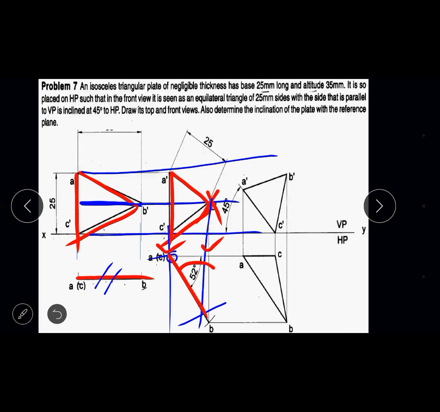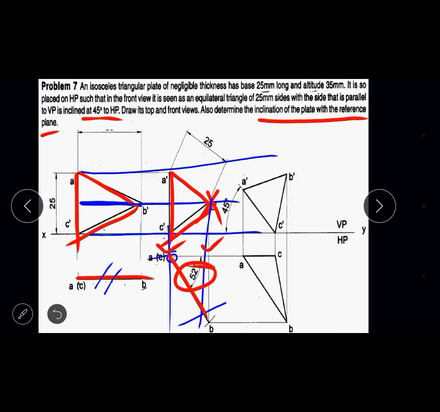Then after drawing, measure the angle. You will get 52 degrees. So this is called the VP angle. Which is asked: determine the inclination of the plate with reference plane. Already the HP inclination is given as 45. The VP inclination is found to be 52 degrees. So that we found it.